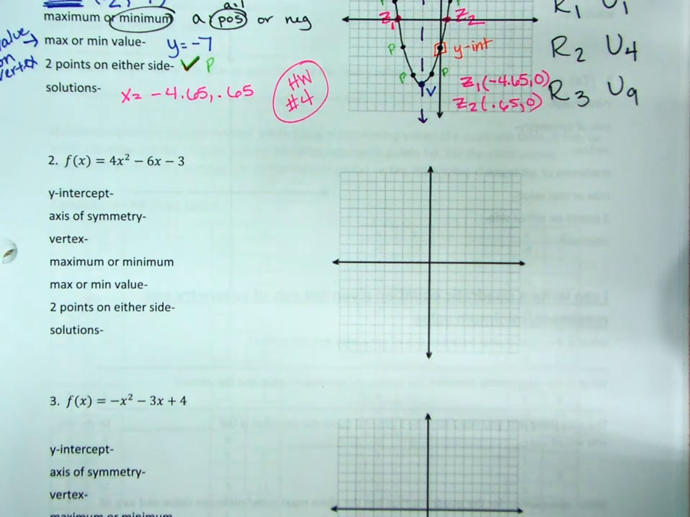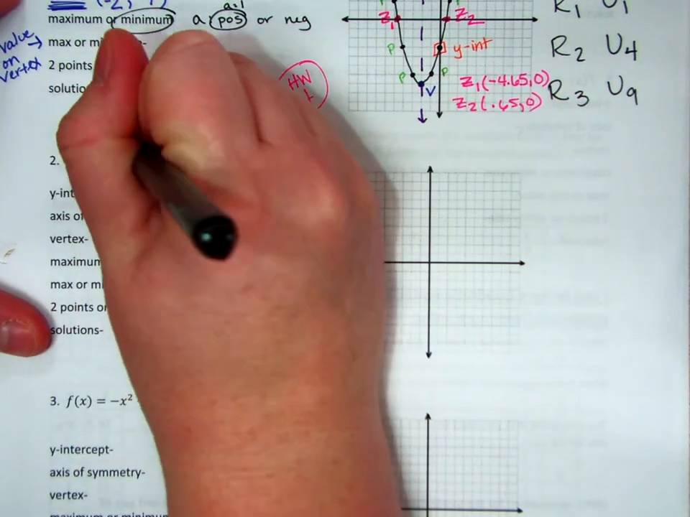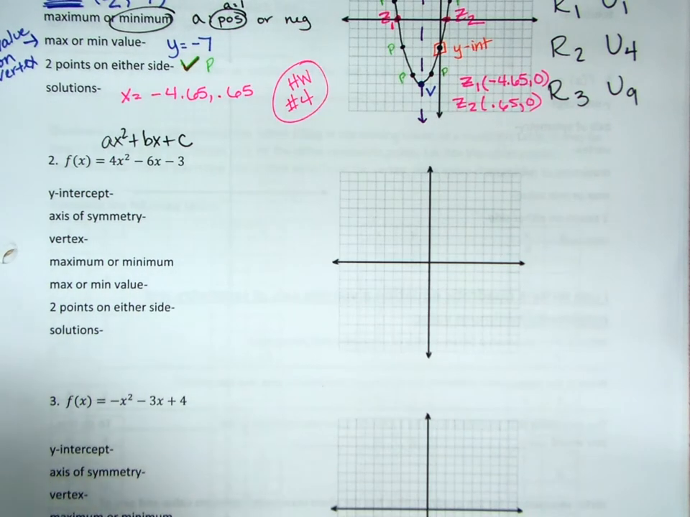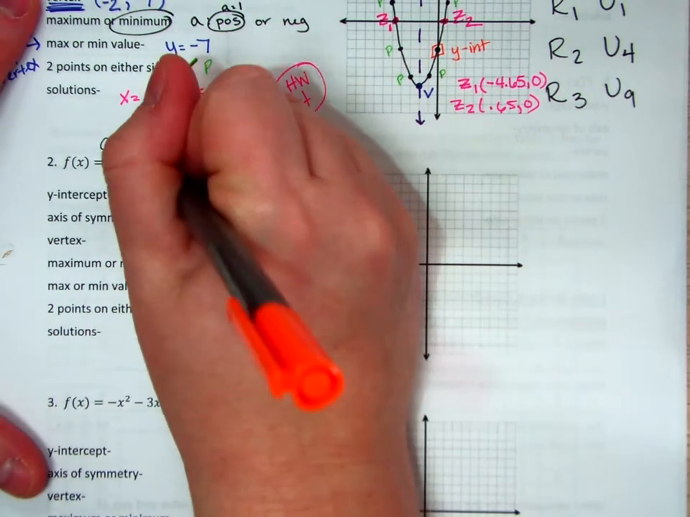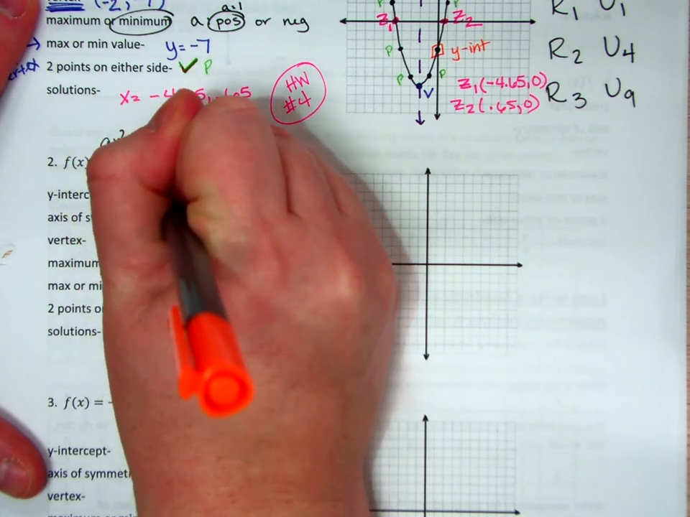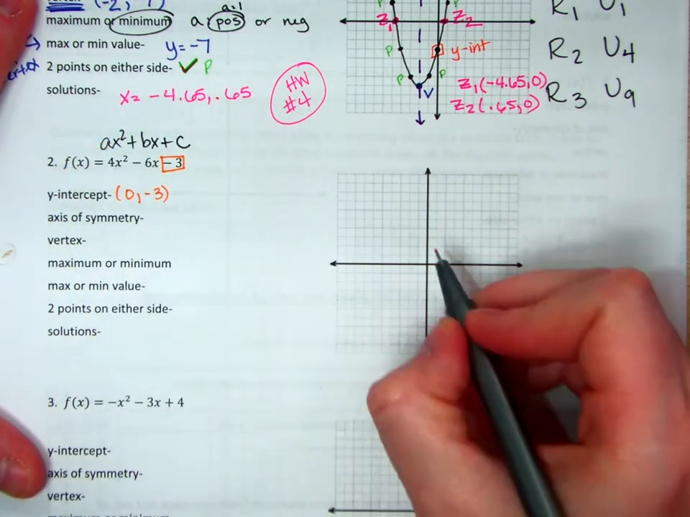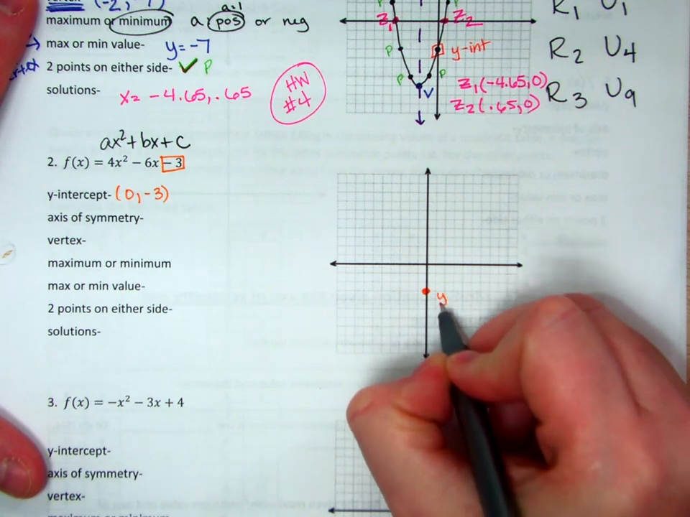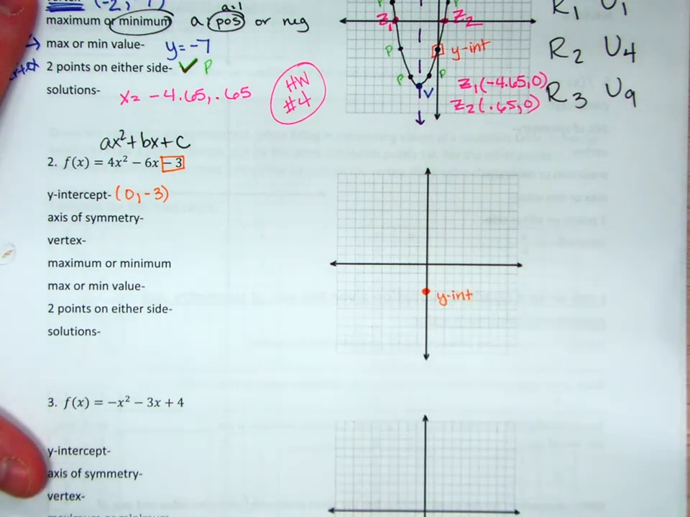We are going to graph 4x squared minus 6x minus 3. I'm going to start with the y-intercept because it is in the standard form of ax squared plus bx plus c. The last value is your y-intercept. Your c value is your y-intercept. So this is at (0, -3), just like the one from yesterday. We're going to go down to (0, -3), graph that. I'm also going to label it the y-intercept.